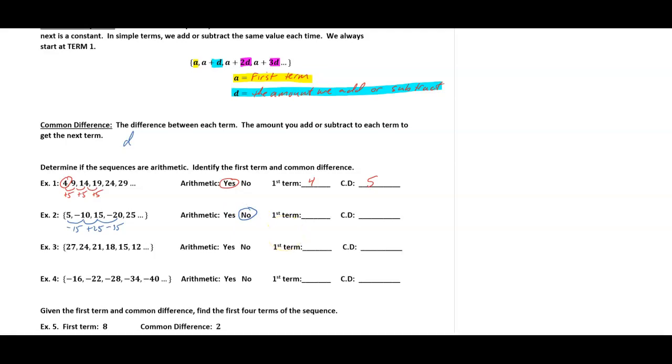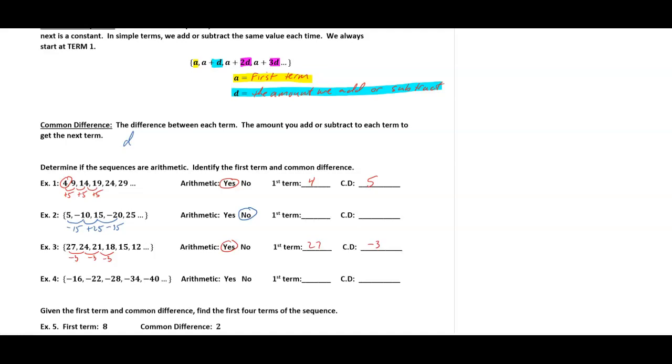Number 3: if I look at number 3, I start at 24, I go to 23. So I'm down 3, down 3, down 3, and so on. So yes, this is arithmetic. My first term would be 27, and my common difference would be negative 3.